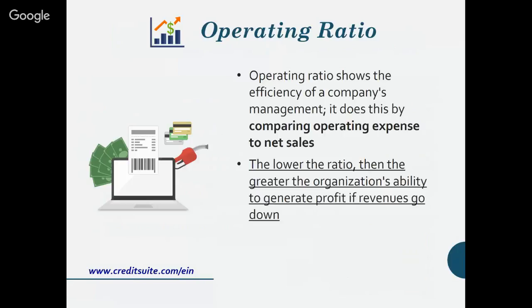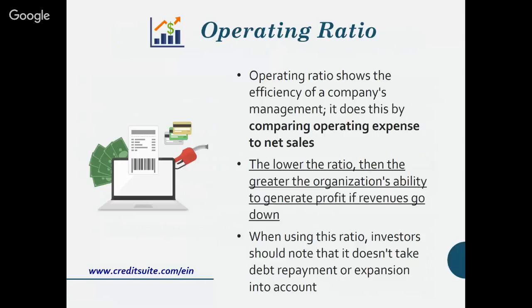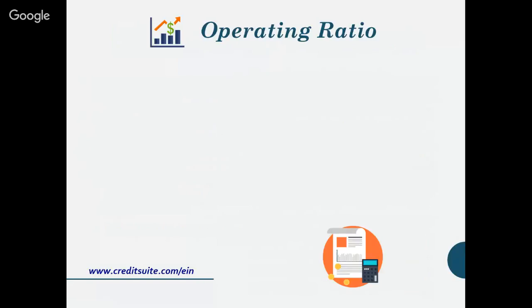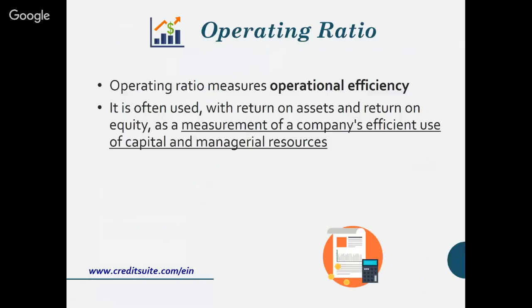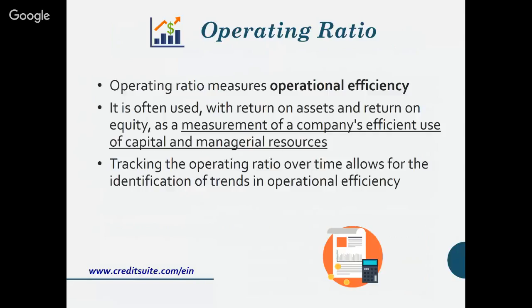So the lower the ratio, the greater the organization's ability to generate profit if revenues go down, okay? So that means that the lower your operating ratio, the more you have the ability to still make profit even if your revenues decline. So when using this ratio, investors should note that it doesn't take debt repayment or expansion into account because those don't deal with regular operating expenses. So operating ratio measures the operational efficiency. It's often used with return on assets and return on equity as a measurement of a company's efficient use of capital and managerial resources.